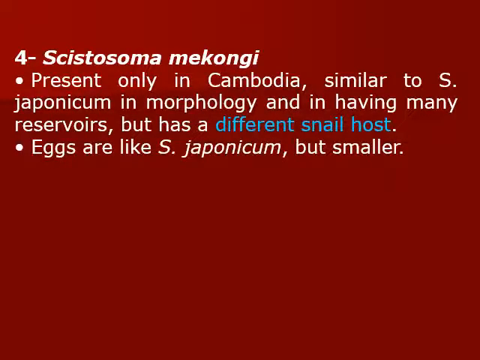Concerning Schistosoma mekongi, it is present only in Cambodia. It is similar to Schistosoma japonicum in morphology and in having many reservoir hosts, but it has a different snail host. The eggs are like those of Schistosoma japonicum, but somewhat smaller.